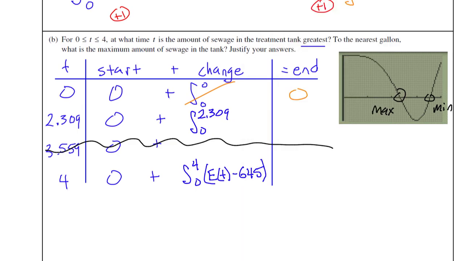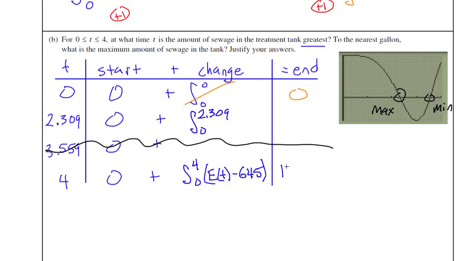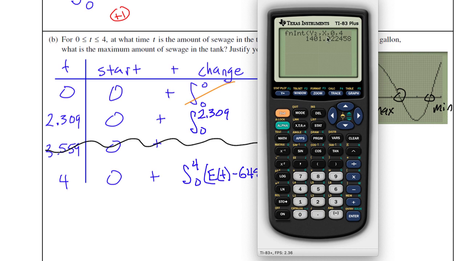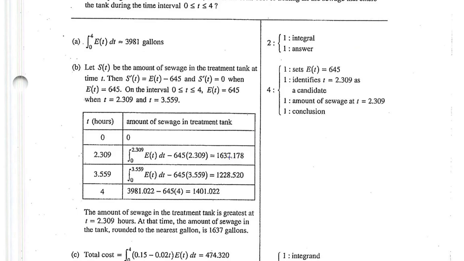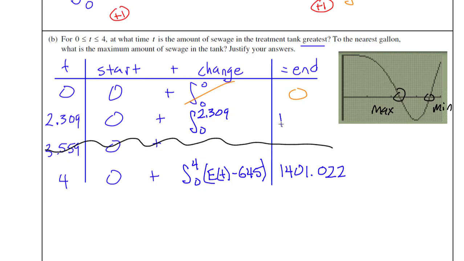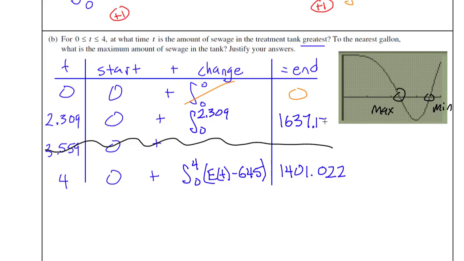And let's just look at the key to save some time. That's 1,401.022. Did my calculator catch up to me? There it is. And then I have to do the same exact thing with the bounds from 0 to 2.309, and I'm not going to do that because we know how to do that, and that's 1,637.178. Yes, question, go.